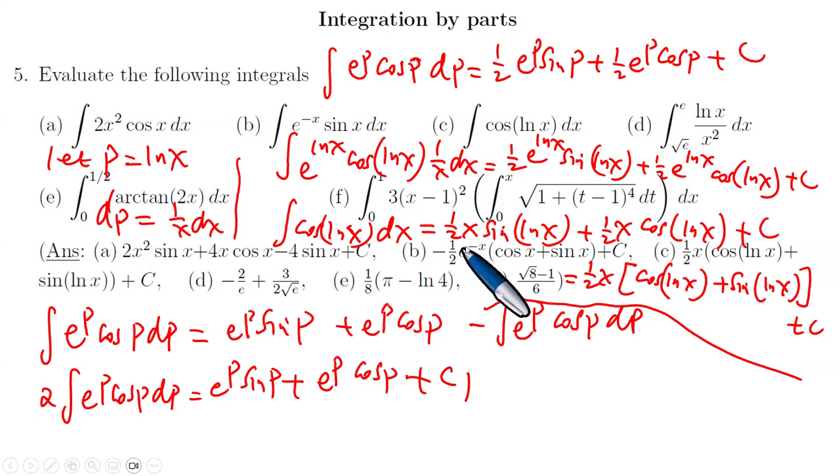ln x dx, which is exactly 1/2 the x, the sine of ln x plus 1/2 e to ln x and that. And therefore now the half x is a common factor, leaving us with cosine ln x plus the sine of ln x, which is exactly the result you're getting. Right, so we have this.